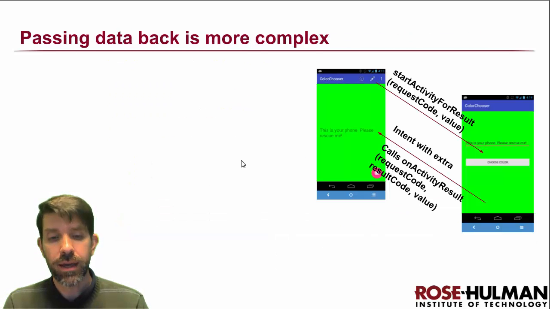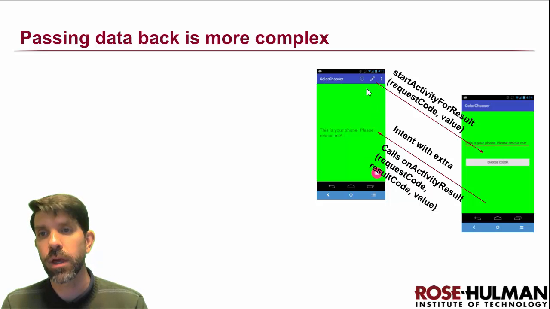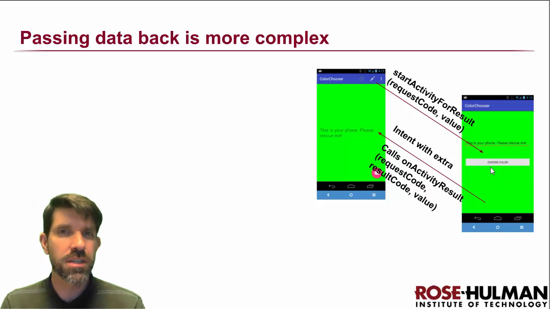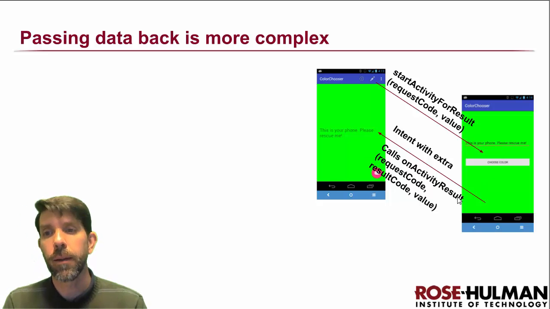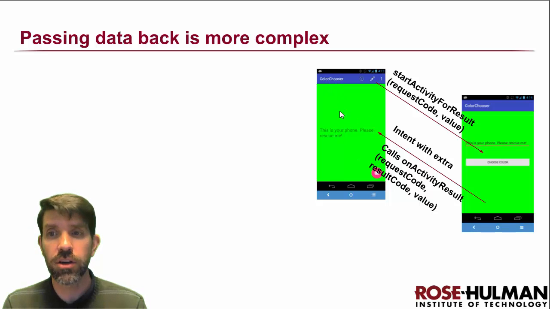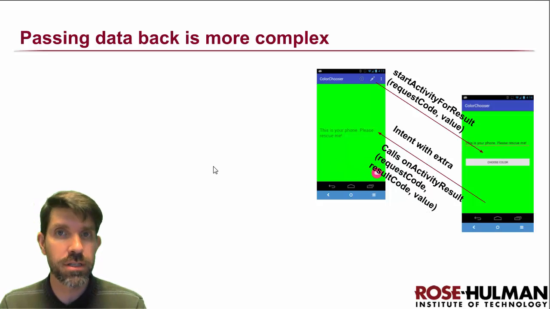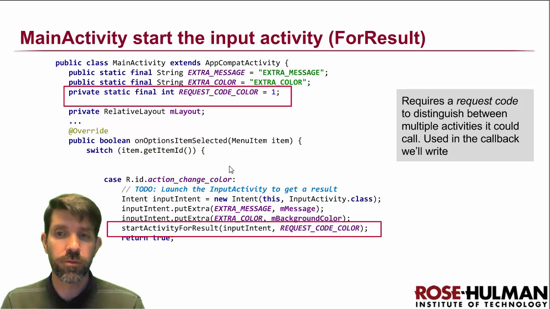Okay, so passing data back is a little bit more complex, right? And you see that when we start it, we're actually going to let it know that we're expecting a result. So we're actually going to start activity for results, a little bit different method here. And then this input activity where it's going to do its stuff, and when it's all done, it's going to finish. And when it finishes, it's actually going to call a callback method within the first activity called onActivityResult. Right, and it will pass back some information. So this value is itself going to be another intent. So let's walk through the different steps here.